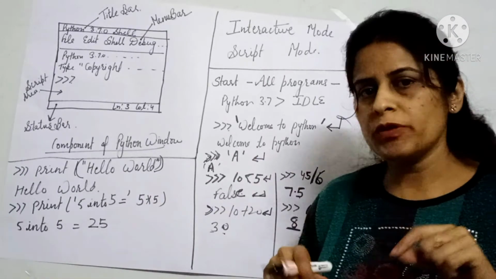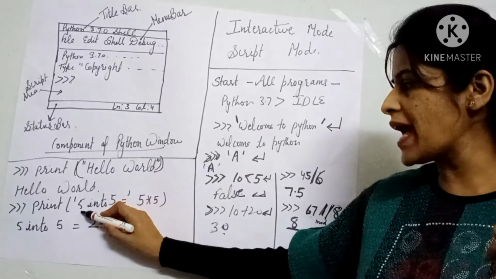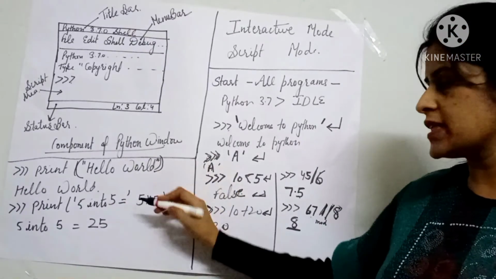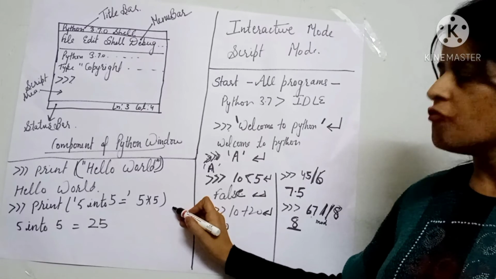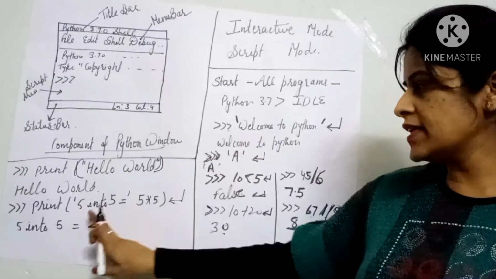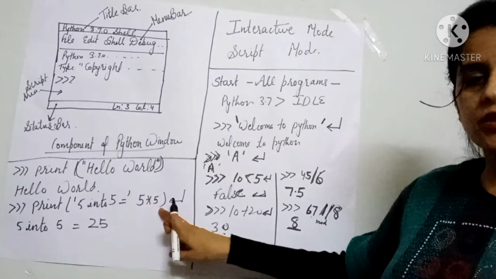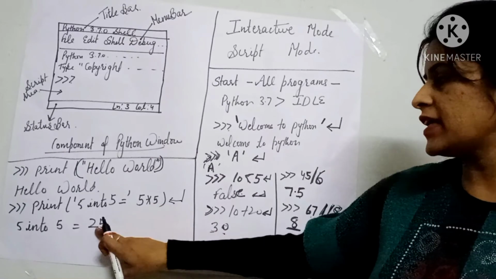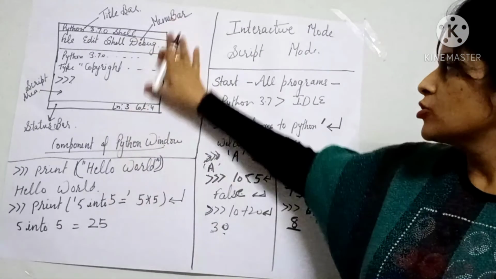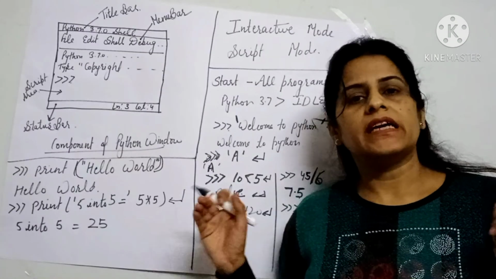Next, in the print command I am using single quotes. Whatever I give in single quotes will come as it is, that is 5 into 5 equal to. That will be written as it is, and after that it will process 5 multiply 5. Then I press enter, and it is showing me the answer. This came as it is, 5 into 5 equal to, and after it processed 5 multiply 5, the answer is 25. So this is the way you can run your commands in the interactive mode.